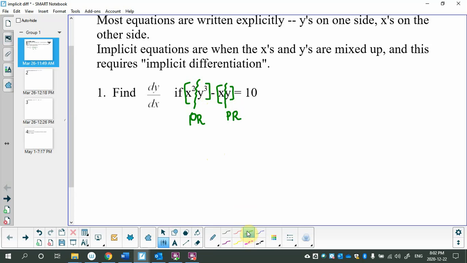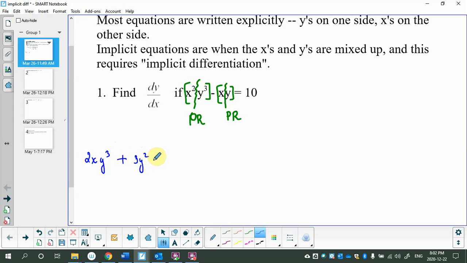So let's start this. There's going to be a little trick. So be patient, be aware. So the product rule says take the derivative of the front, 2x. Multiply it by the plain old back, x cubed. Plus, for product rule, the derivative of the back, 3y squared. Here's the deal.